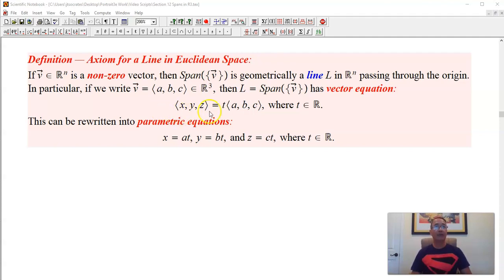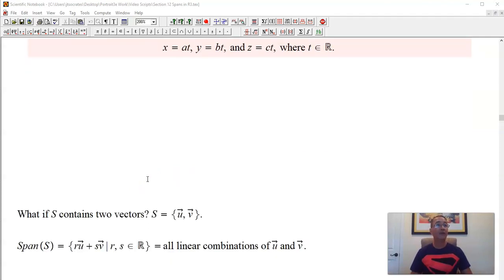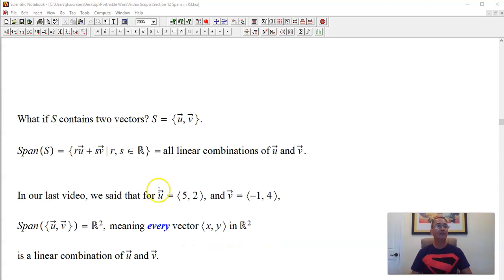And again, we can separate the three components to get parametric equations: x equals at, y equals bt, and z equals ct. Okay, great. So now our next question is, what if there are two vectors? We did this also in R2, and in our last video, we looked at two vectors, (5, 2) and (-1, 4), and we showed that the span of these two vectors is all of R2, meaning every vector (x, y) in R2 can be written as a linear combination of u and v.